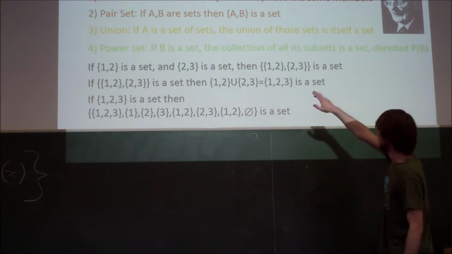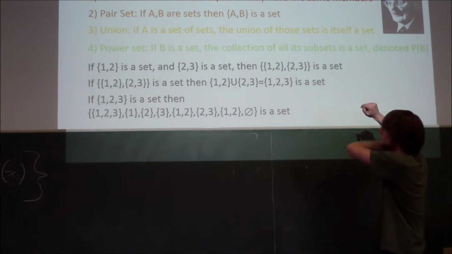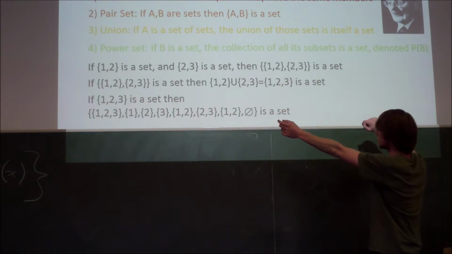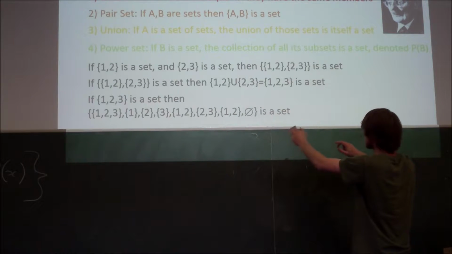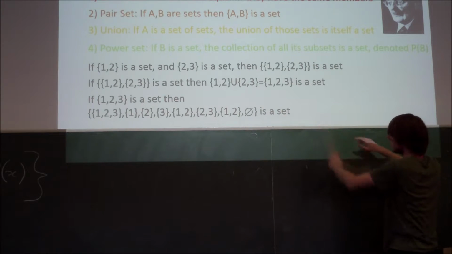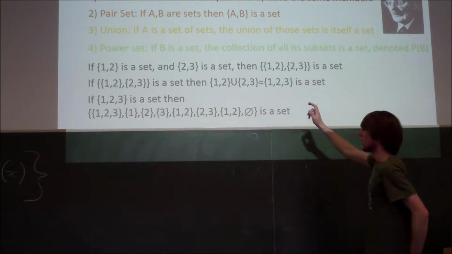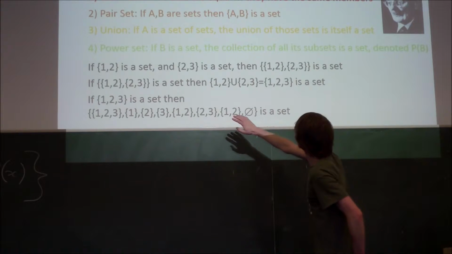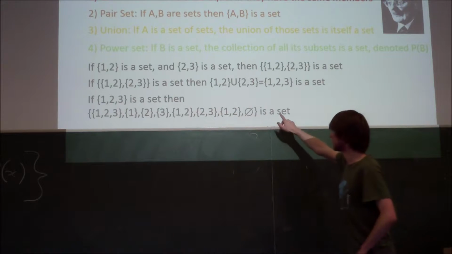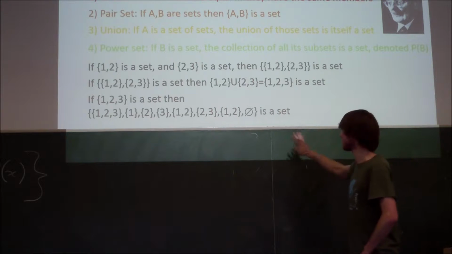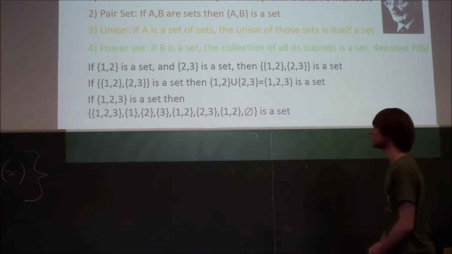Then if we apply the pair set axiom, we can see that the set containing those two things is a set. And if we apply the union axiom, we can see that the union of the contents of our new set must also be a set. So that's just {1,2,3}. And again, that's because we don't care about repeating elements. And then, of course, if {1,2,3} is a set, then taking the power set of that, we have this horrible mess. The empty set is the empty set, as occasionally you call it.